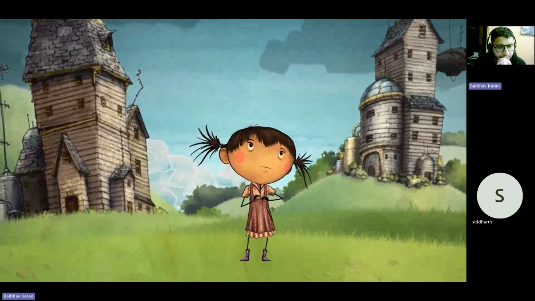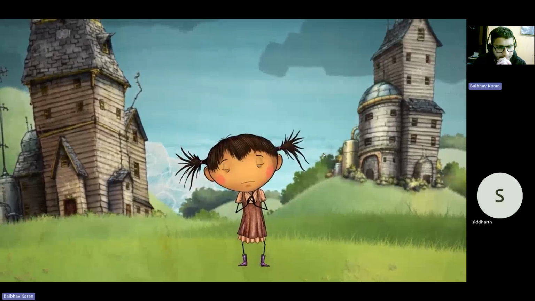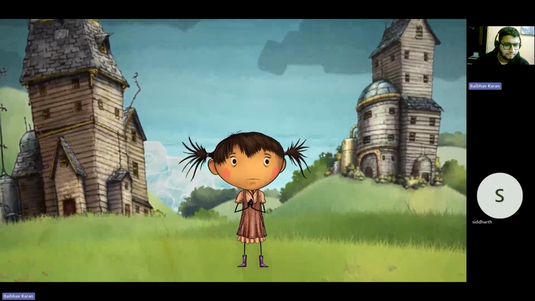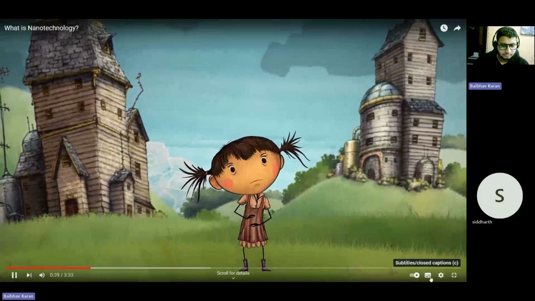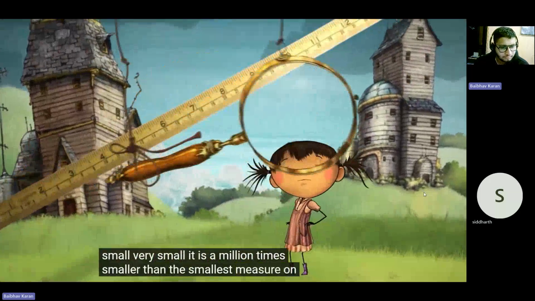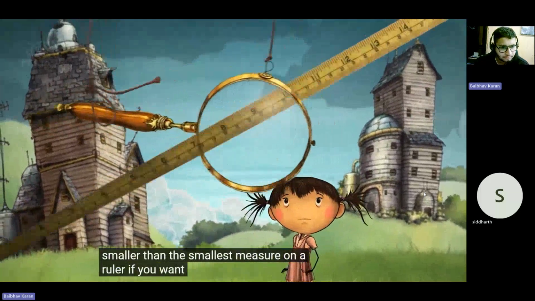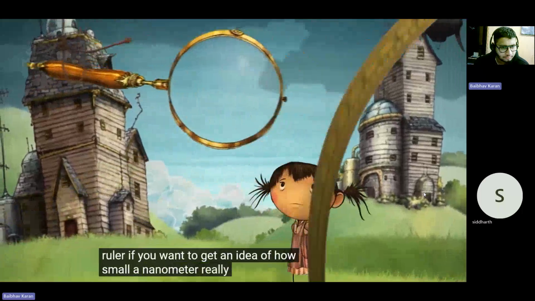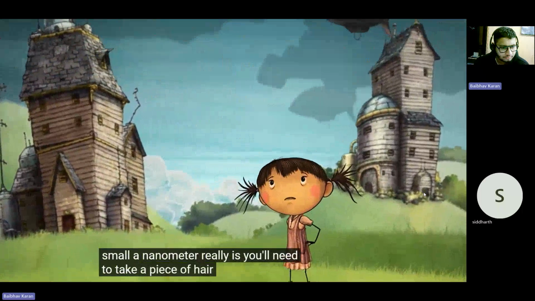Hey, do you know what nano means? It means small, very small. It is 1,000,000 times smaller than the smallest measure on a ruler. If you want to get an idea of how small a nanometer really is, you'll need to take a piece of hair from your head.